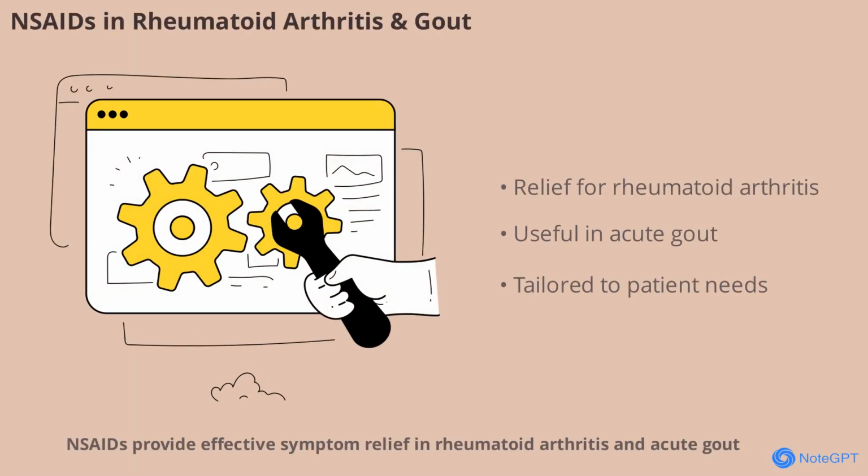NSAIDs provide effective symptom relief in rheumatoid arthritis and acute gout. They are often used before the full effect of disease-modifying drugs is achieved. While alternatives like glucocorticoids and colchicine exist, NSAIDs remain a valuable option for managing pain and inflammation in these chronic conditions. Their use should be tailored to individual patient needs and risk profiles.